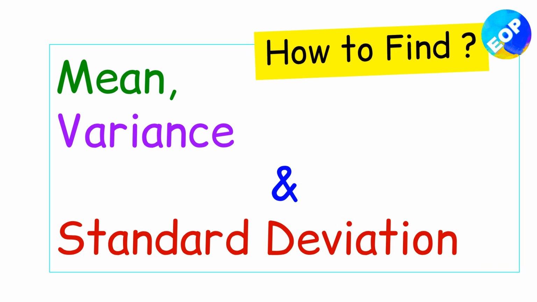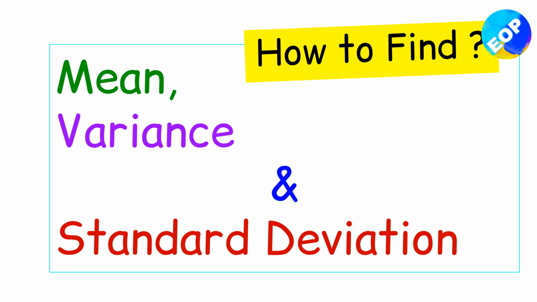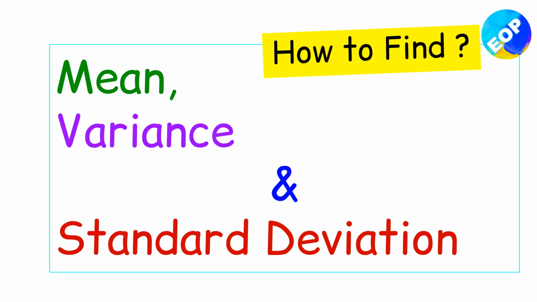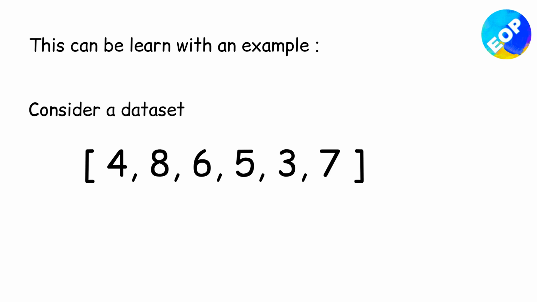Are you confused with mean, variance, and standard deviation? Here is a video that shows how to calculate and interpret mean, variance, and standard deviation with real-life example. Mean, variance, and standard deviation turn raw numbers into actionable insights. They tell you the average result, the risk/spread of the data, and how predictable future outcomes will be. This can be learned with an example.